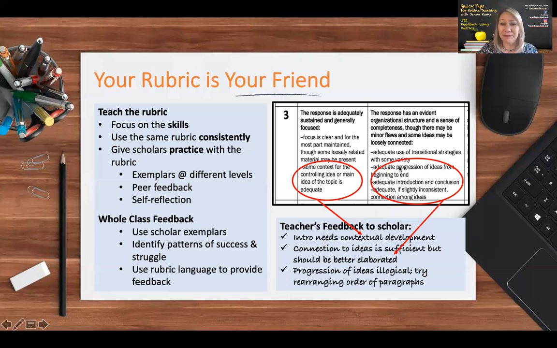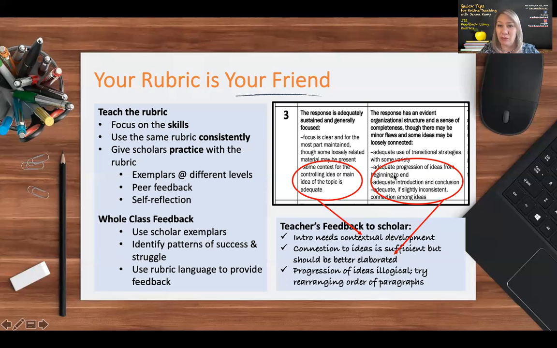So for example, this is from a writing argument kind of rubric, and one of the markers, from the SPEC rubric, says that there's some context for a controlling idea or main idea of the topic. So I might agree that there is some context, which means that you might need more contextual development to move from that 3 on the rubric scale to a 4. So this is a formative type assessment. I want scholars to understand you could do more with this section.